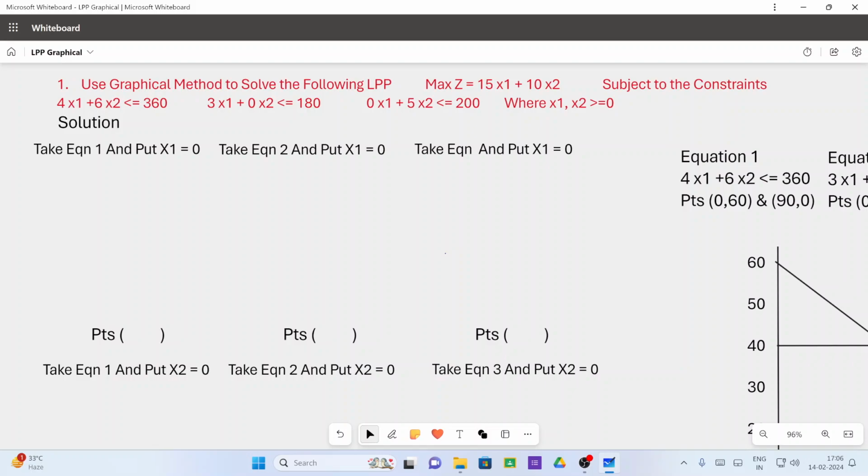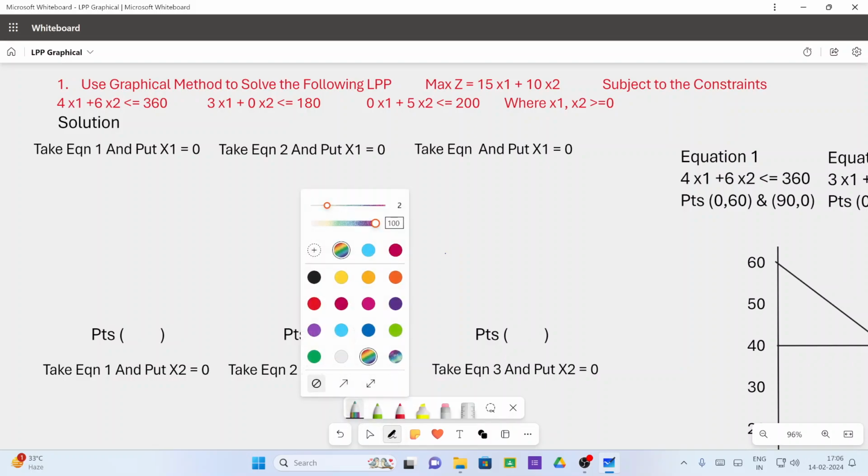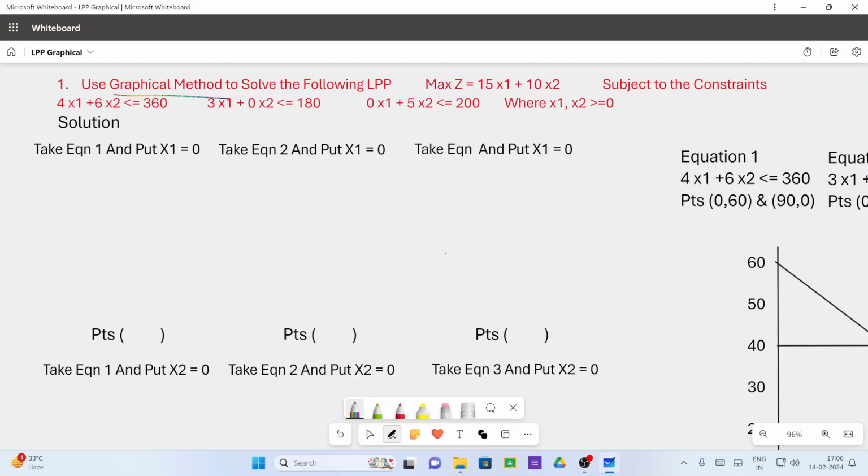The objective function can be of two types: to maximize the profit or to minimize the cost. Linear programming problems can be solved by various methods. The first method is the graphical method. In today's session, we are going to discuss in detail how to solve by using the graphical method. Here the objective function is maximize z.